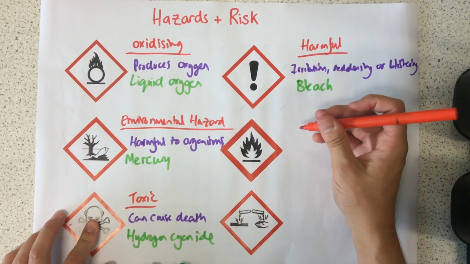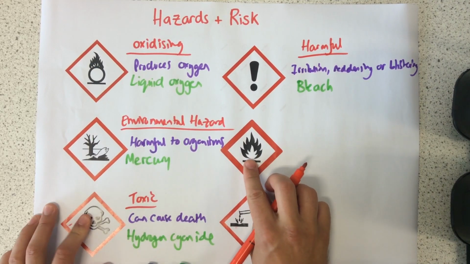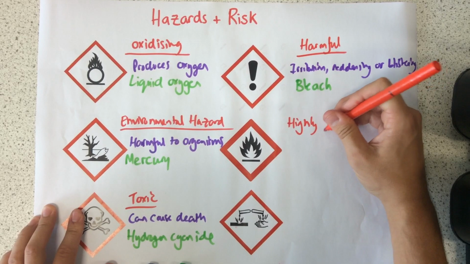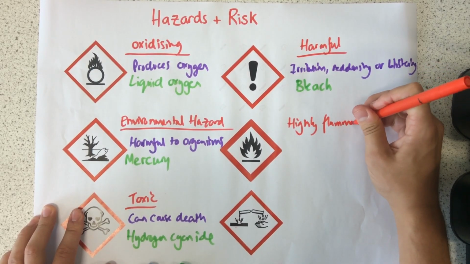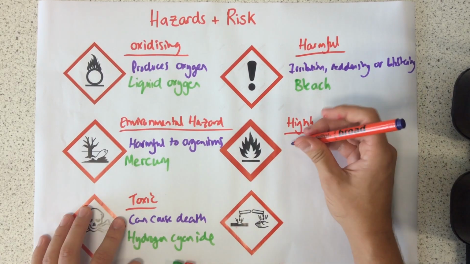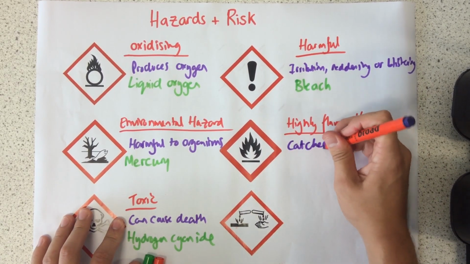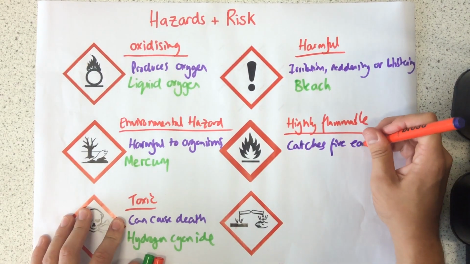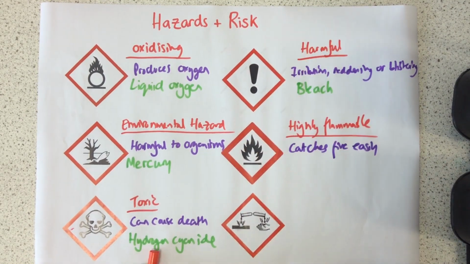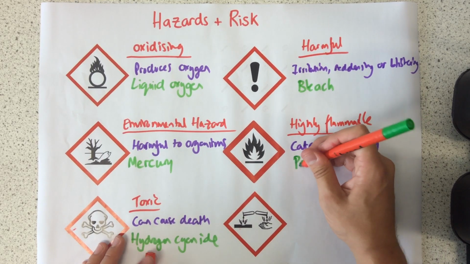Right, next up we have this one. The one that looks like a fire simply means highly flammable. Now, a highly flammable substance is one that catches fire easily. So you want to keep this one way away from an open flame, because it can catch fire really, really readily, really easily. An example would be petrol.